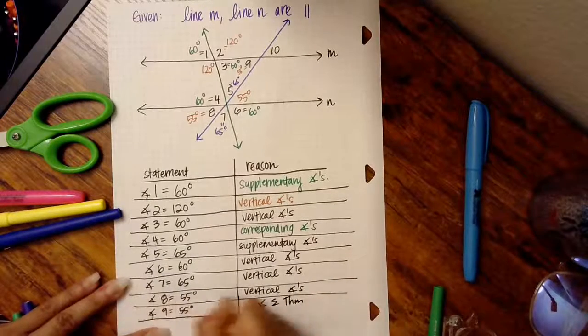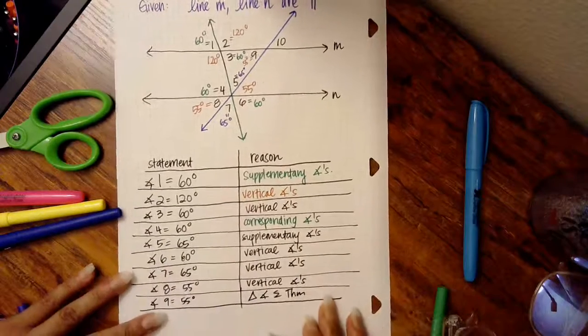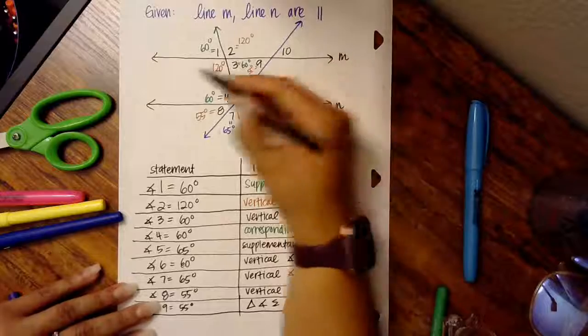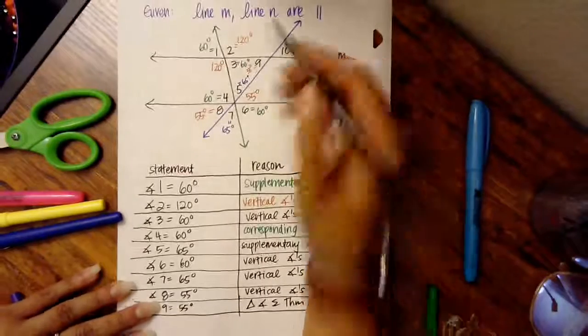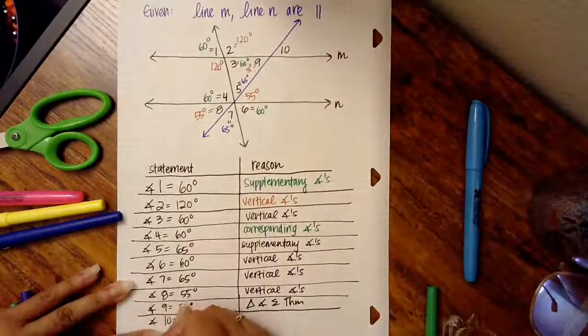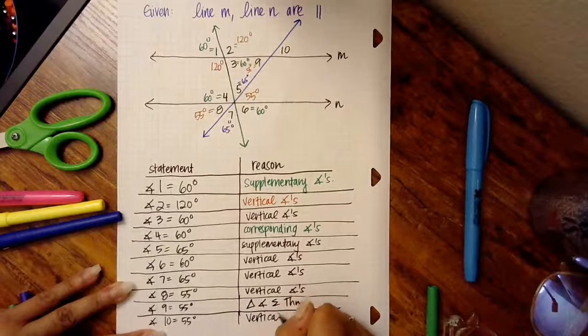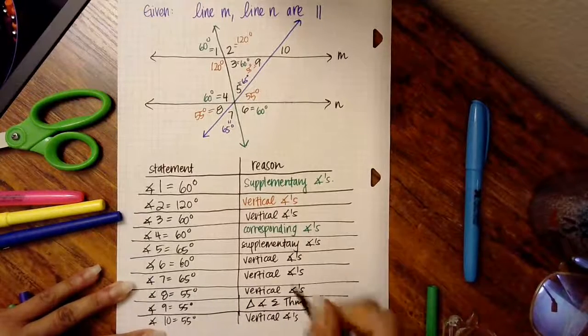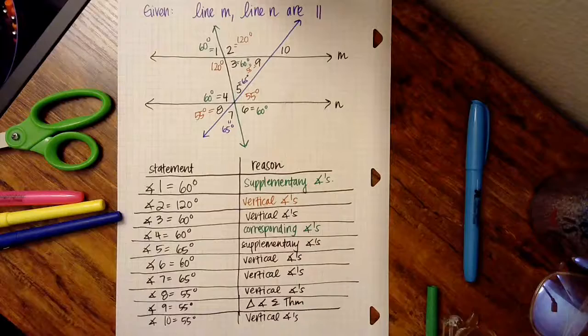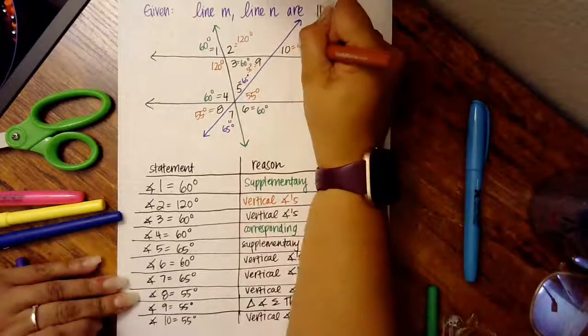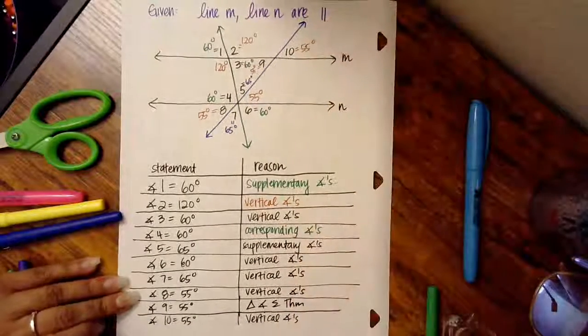And lastly, notice that these two lines are intersecting. Angle 9 and 10 become vertical angles, therefore they are congruent. So that means that angle 10 is also 55 degrees. And just like that, I was able to figure out all of the angles in my diagram. Hope this helps.